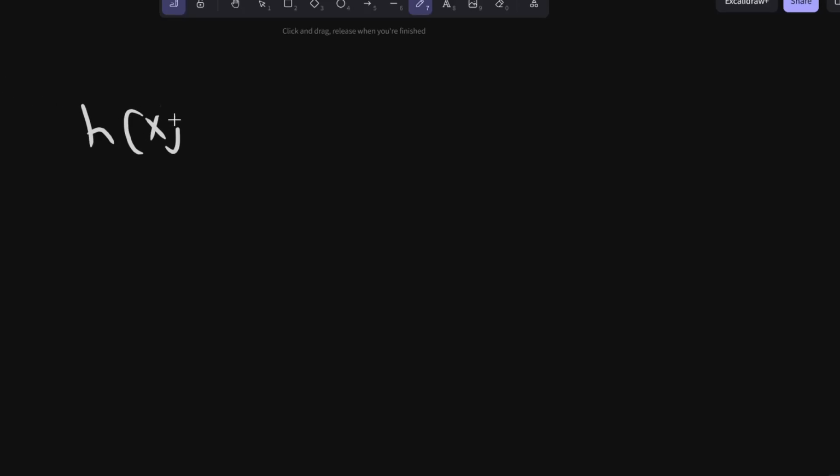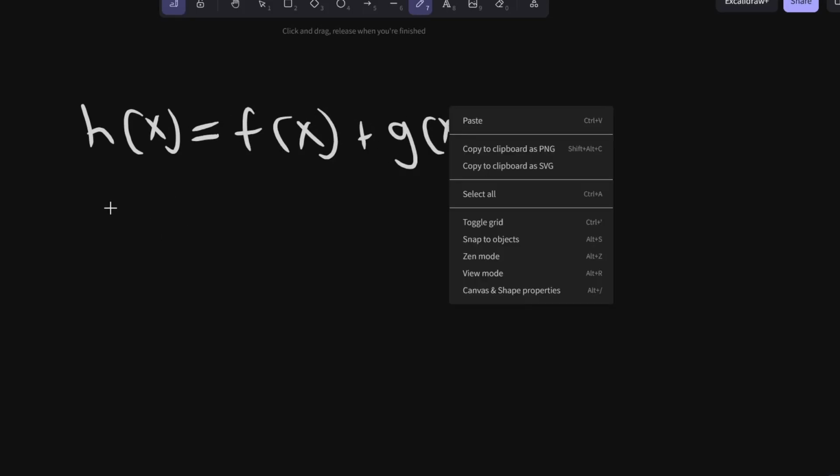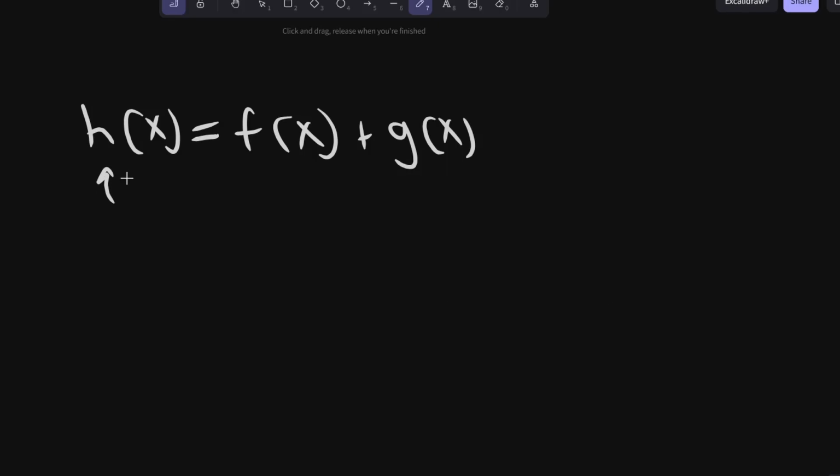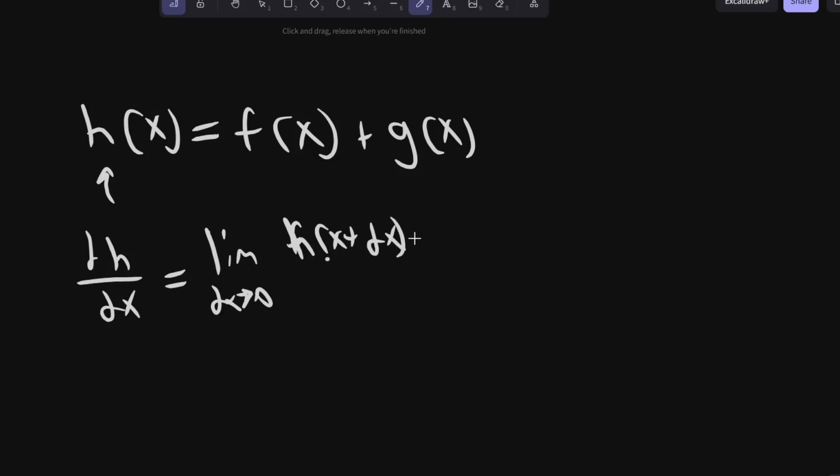Consider a function h of x, and it's the sum of two other functions, f and g. What is the derivative of h of x in terms of the derivatives of f of x and g of x? Well, dh dx is equal to the limit as dx approaches 0 of h of x plus dx minus h of x over dx. So how do I evaluate this?